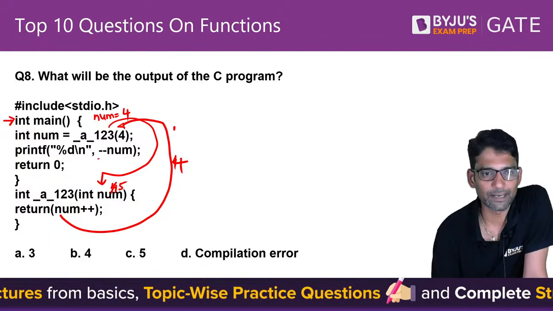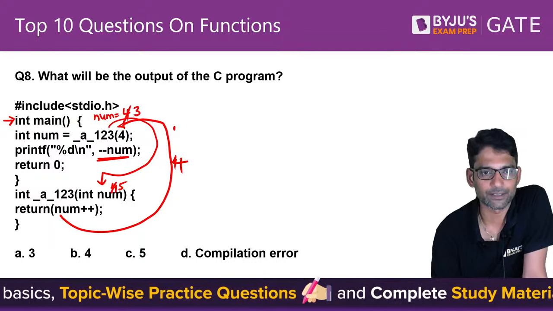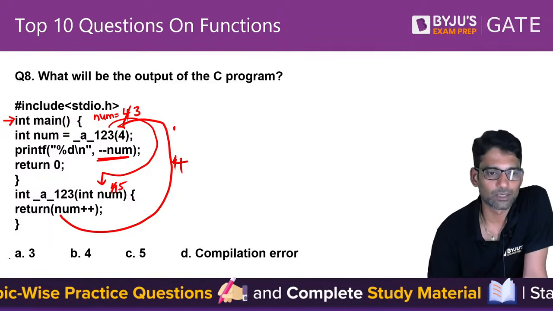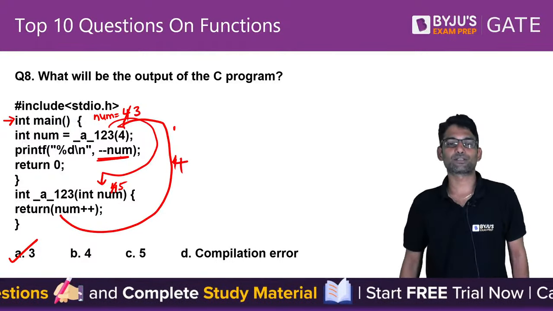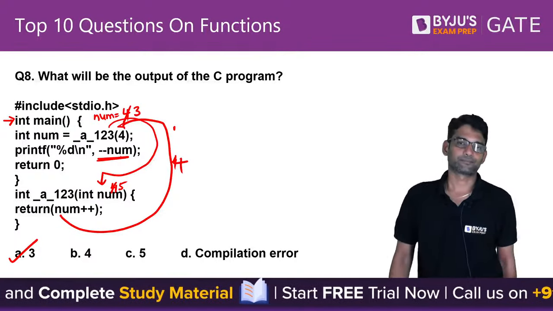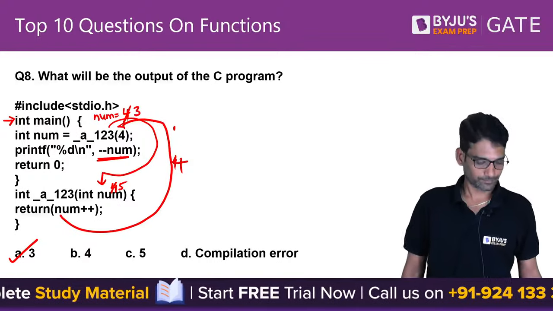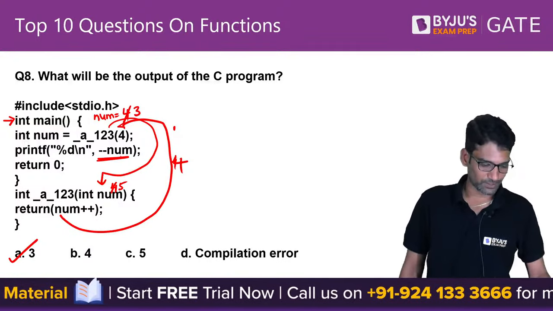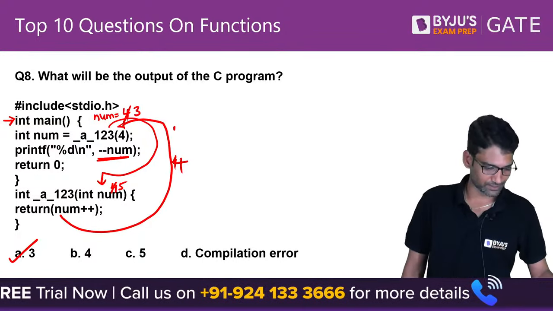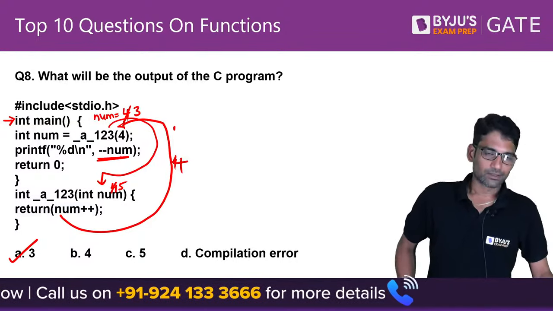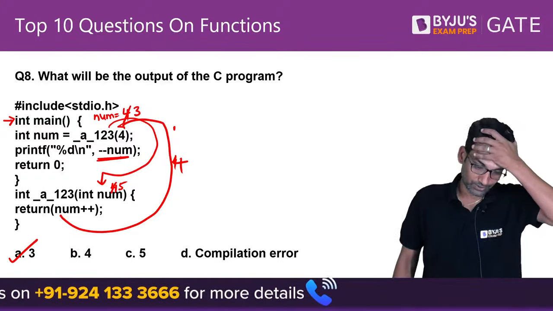Now print --num, pre-decrement. So what gets printed? 3 gets printed. No Gurumurthy, 3 gets printed. It won't give any compilation error, Deepika Verma. It is not 4 Dushyant and Gurumurthy, it is 3.